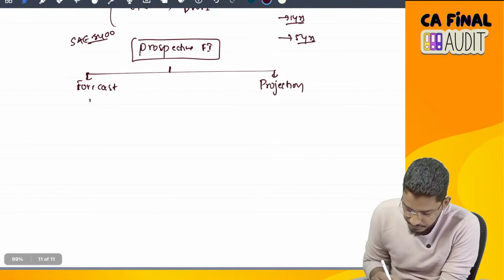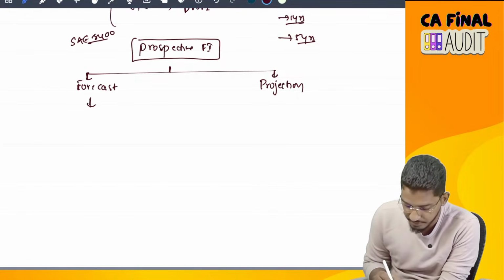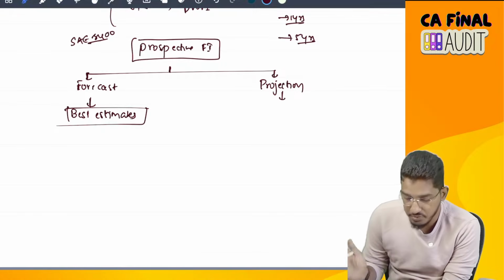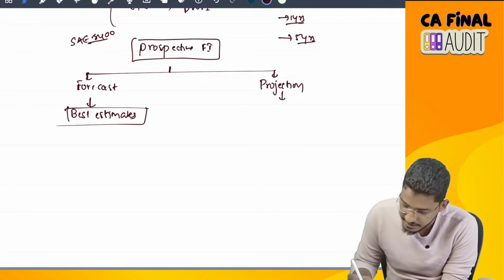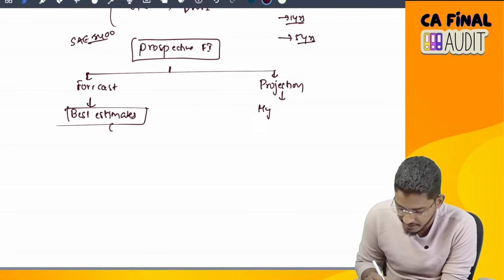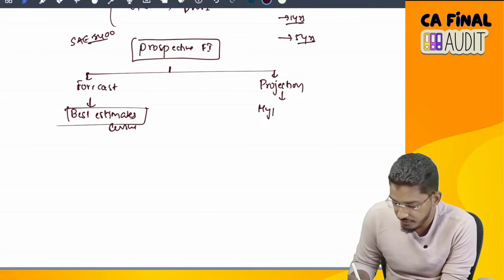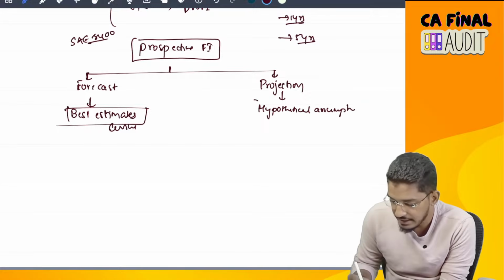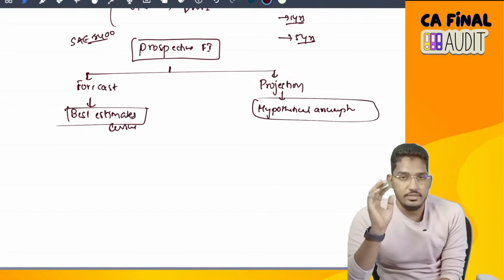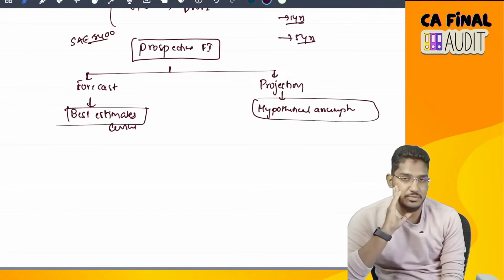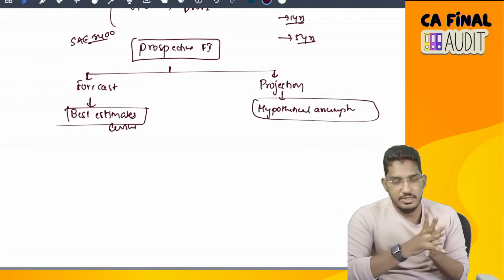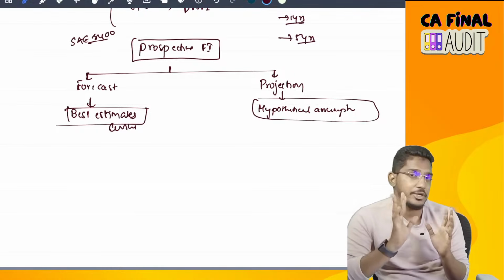Forecast refers to prospective financial information which is based on best estimate assumptions. Whereas projection refers to prospective financial information which is based on hypothetical assumptions. Now what is a best estimate assumption? What is a hypothetical assumption? Best estimate assumptions are those assumptions which are more likely to happen.